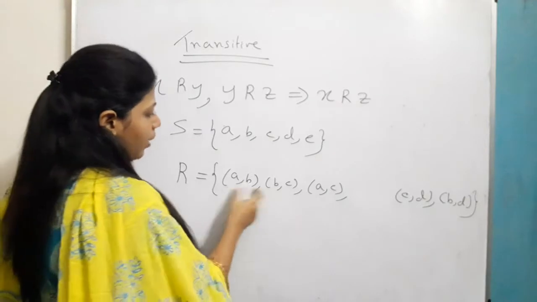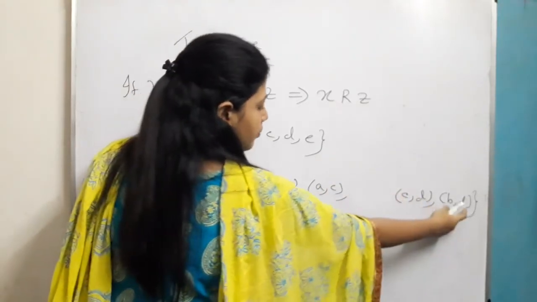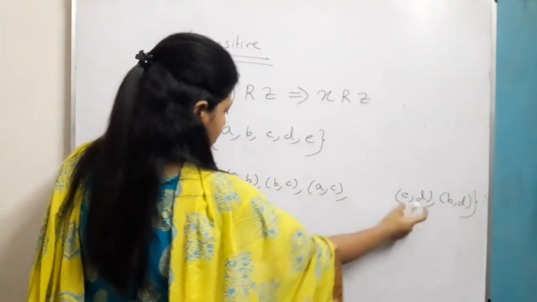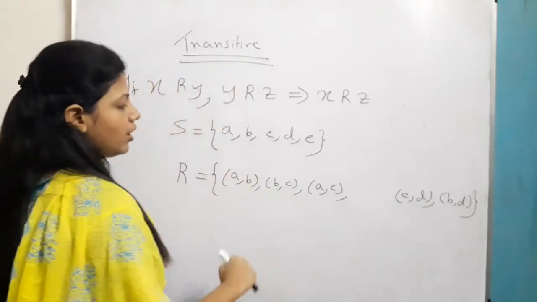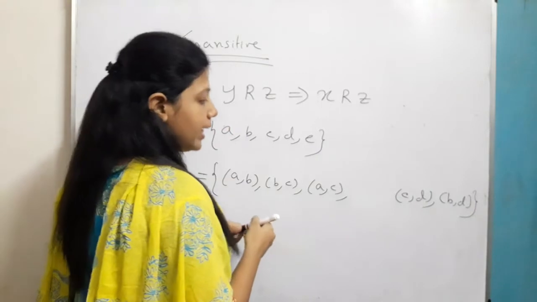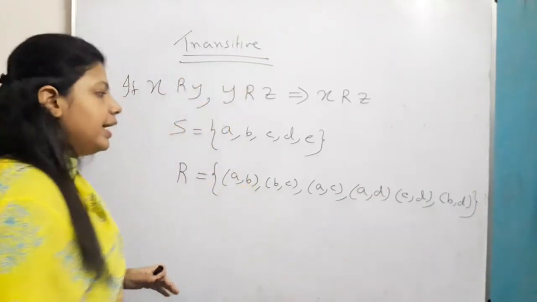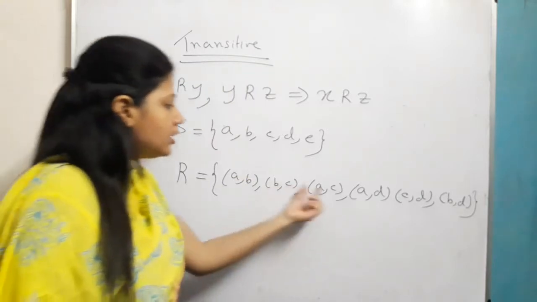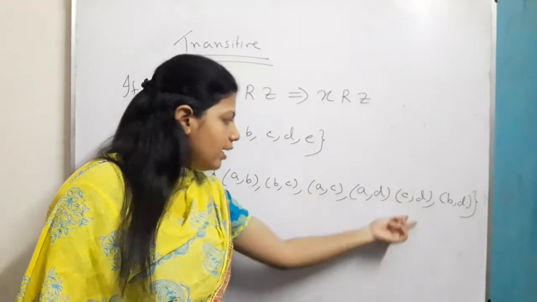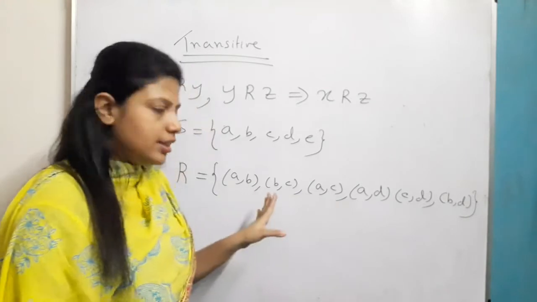Okay, so AB, BC, AC is there. Okay, now BC, CD, BD is there, and AC, CD. Yes, now check once. AC, CD, AD is not there, so if I will write AD, now it is transitive. Why? Because AC, CD, so C is common, but AD was not there. So if I will write AD, then it is transitive.